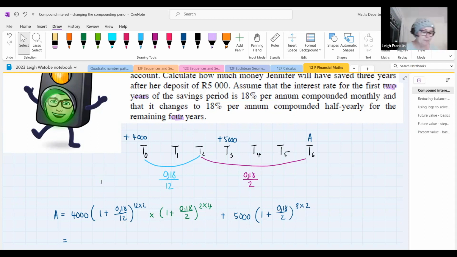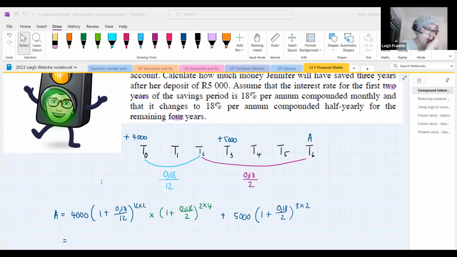Oh, excuse me. Sorry, I'm just still putting this into my calculator. Okay, let's see what you guys are getting. We're all getting the same answer.